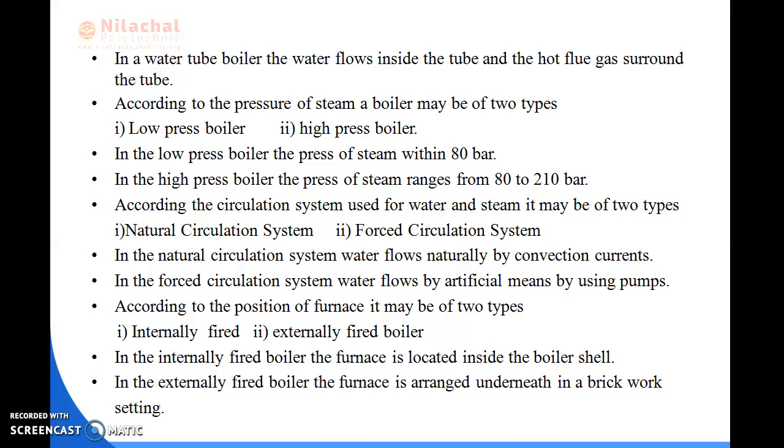So in the last class we have discussed the boiler. We have just started the discussion of a boiler. In that we have discussed what is a boiler, and we have started the classification of a boiler, how a boiler can be classified into different types.